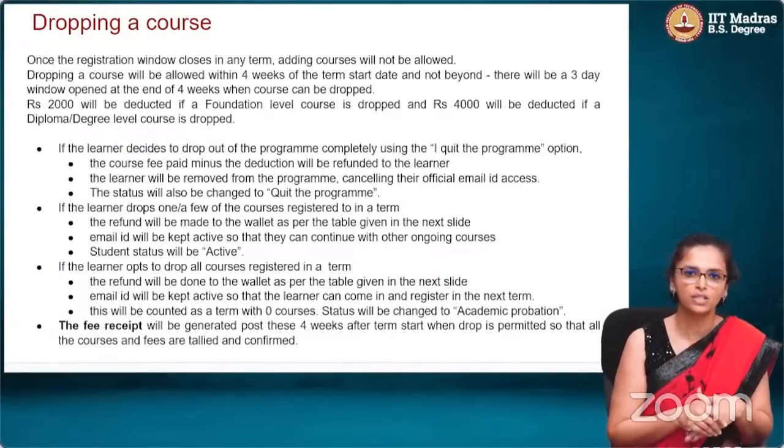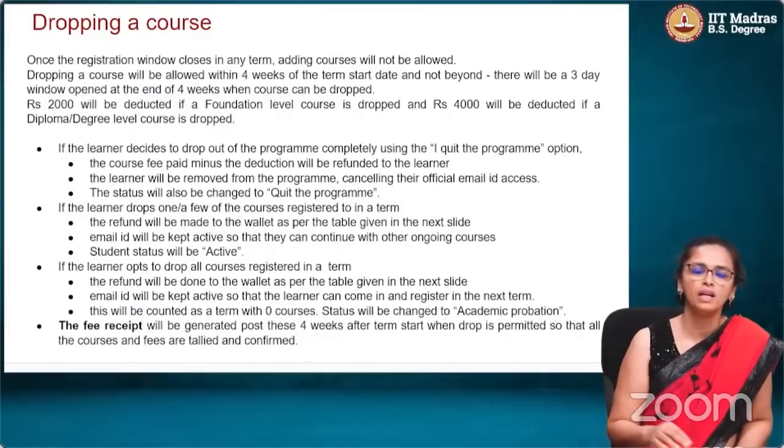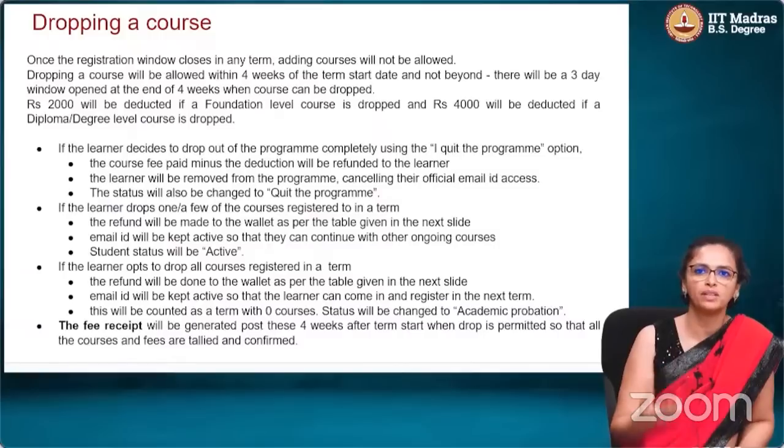So here are certain situations that we have also given of options of dropping. Supposing you are maybe not dropping courses in a particular term after you've registered, but for whatever reason you want to quit the program. So there is an option called I quit the program and you can tell us that you want to quit the program during the 3-day window and the course fee minus the deductions that happen will be refunded to the learner and learner will be removed from the program. Whatever documents are due to you in terms of progress card will be given to you and we'll change your status as quitting the program. That is one option where you choose to completely get out of the program and you're not even there.